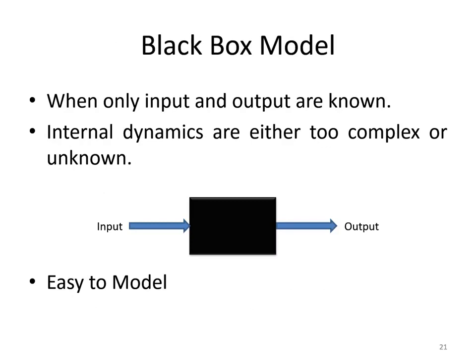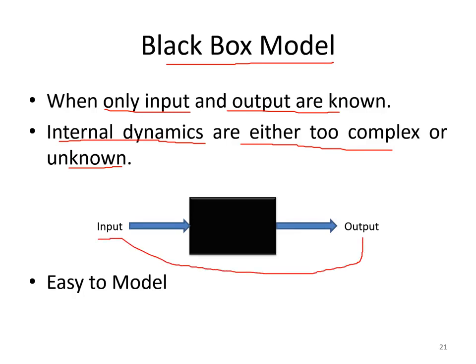The first type is the black box model. Now, the black box model is the simplest model where we deal only with the input and the output of the system. And we don't wish to deal with the internal dynamics of the system because they're either too complex or they're unknown or difficult to model. So the black box model is easy to model because it only requires us to relate input with the output.